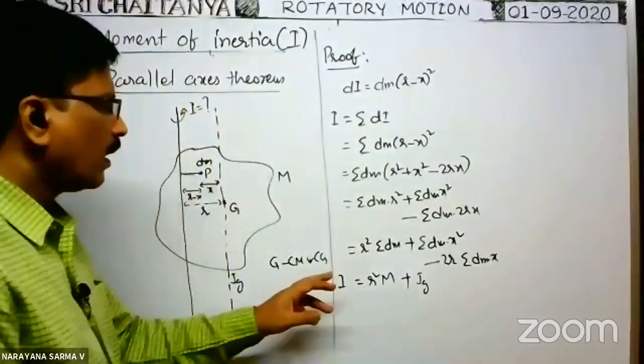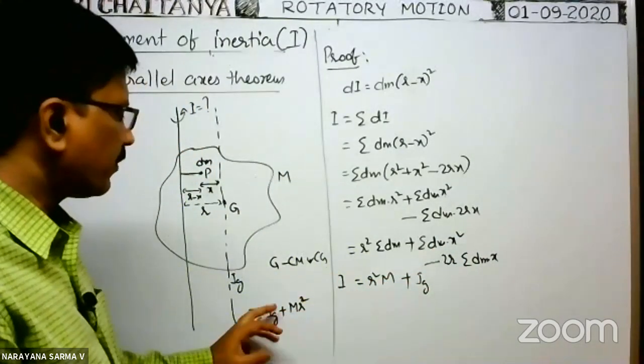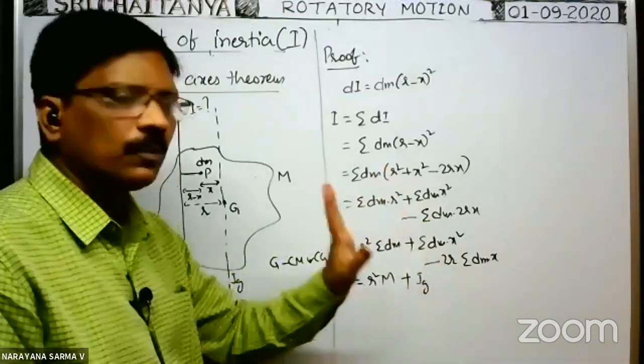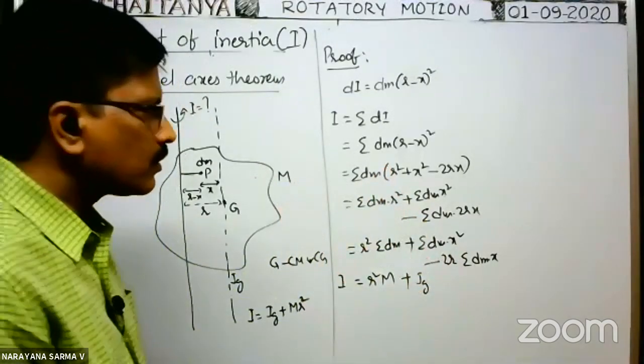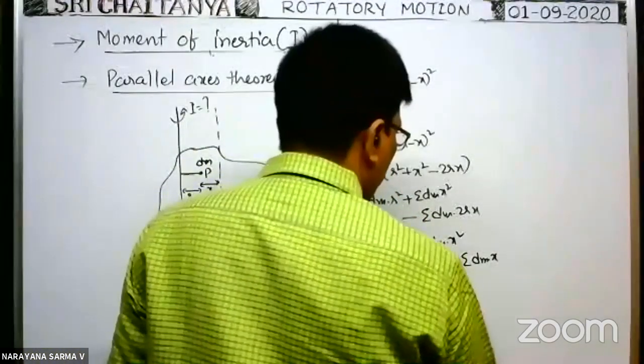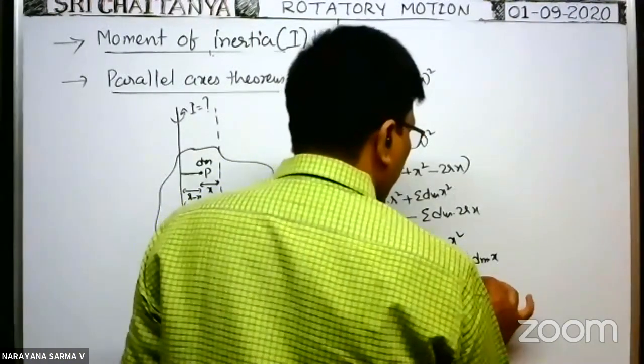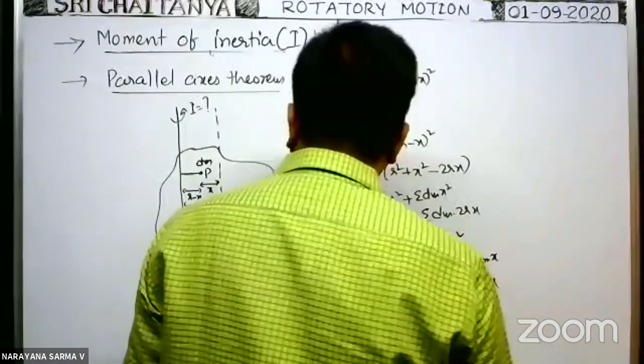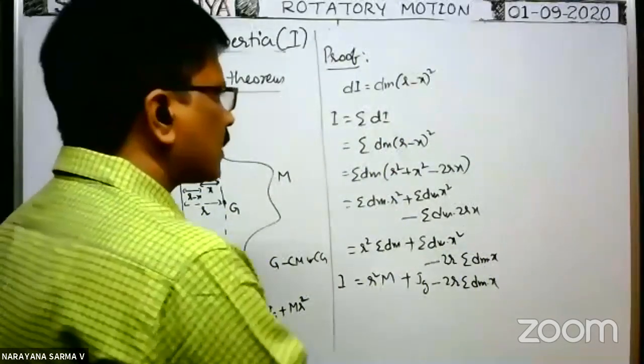Definitely, you see, I is equal to Iz plus mr square we got. Definitely this must become 0. Then only you'll get the answer. So how it becomes 0, I will explain. So minus 2r into sigma dm into x. Okay, I will explain here.